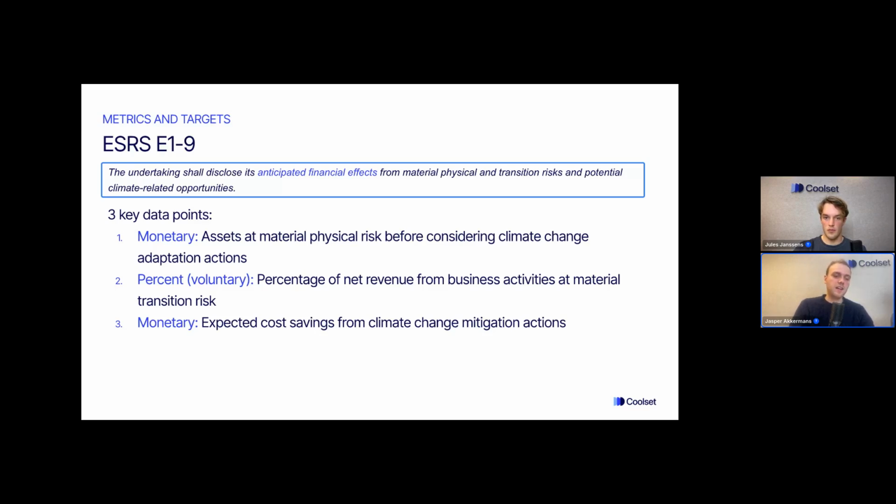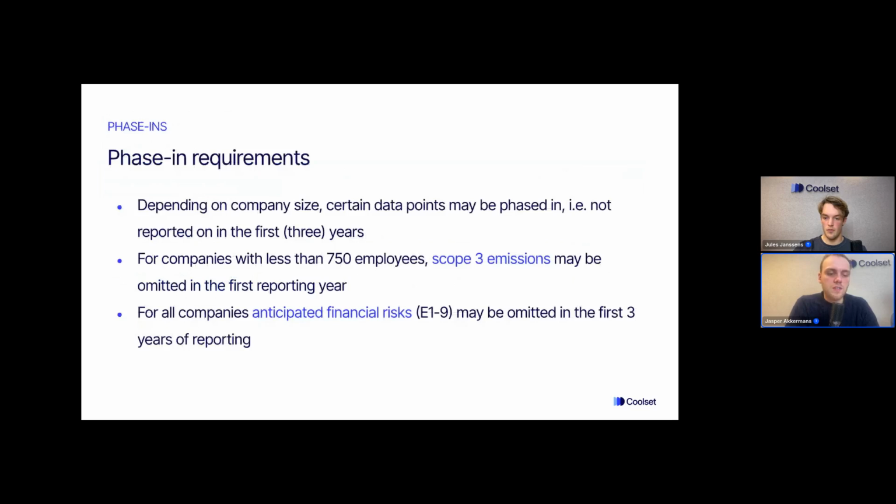And that brings me to the next section, phase-in requirements for ESRS E1. So depending on the company size, certain data points may be phased in, i.e. not reported on in the first year or in the first 2 years. This is applicable to several ESRS topics. Today, we're only going to be looking at what this means for ESRS E1. So for companies with less than 750 employees, that means that Scope 3 emissions may be omitted in the first reporting year, so that you only start reporting on them in the next reporting year.